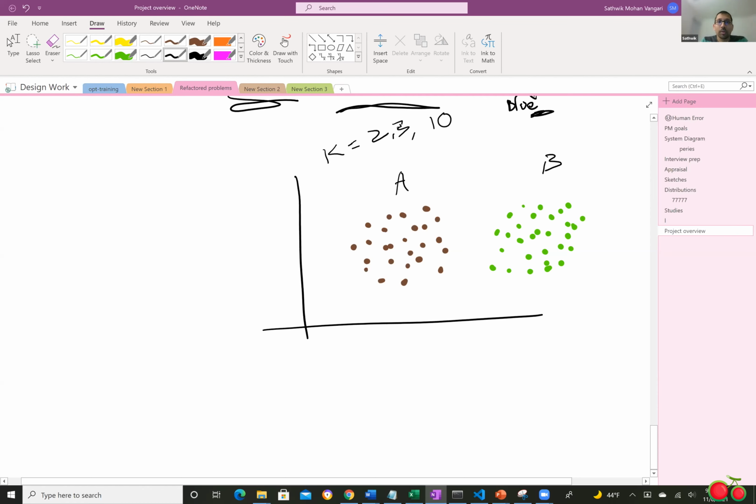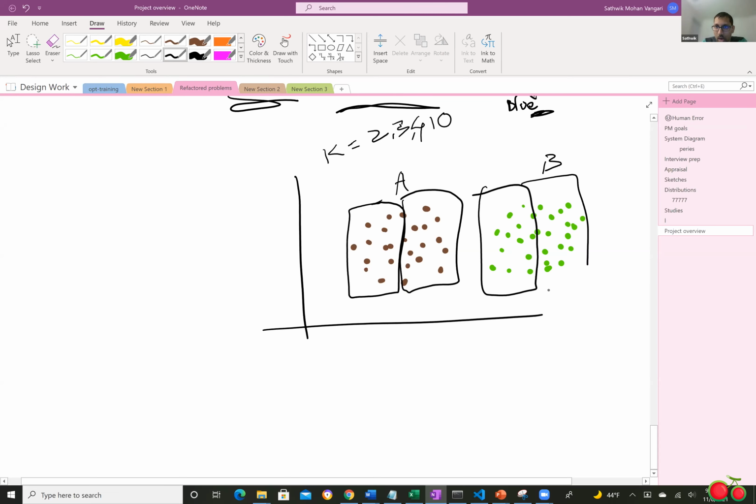Now, let's say I want 4 clusters. This will be one cluster, this could be the other cluster, and this could be number 3 and number 4. Can you tell me if there is a relationship between 1, 2, 3, 4? No, right? Because these are 4 different distinct groups.